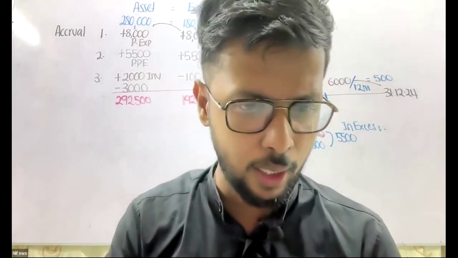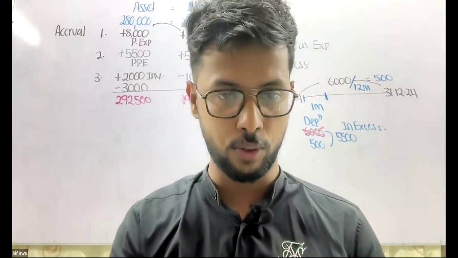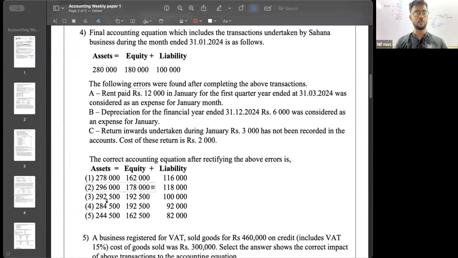So guys, are we okay with the fourth question? What's going to be our answer? 292,500, 192,500, it's 100,000. It's basically the third. Our answer is third, right? Right, perfect. Any doubts in question number 4? Are we good here?